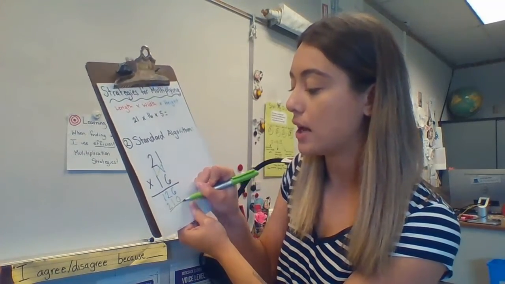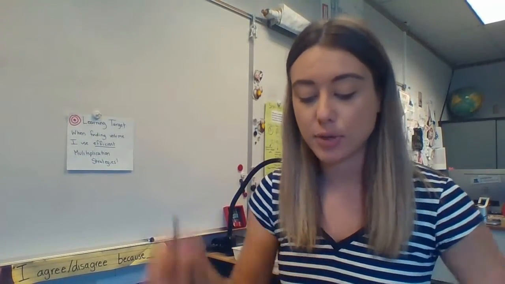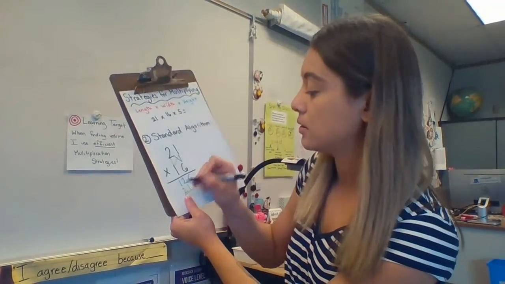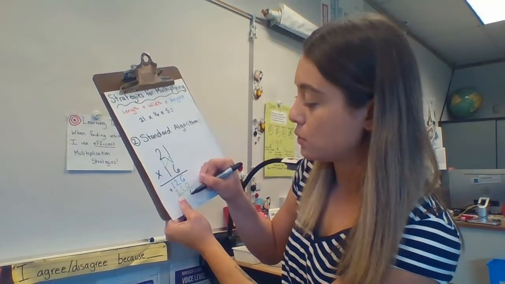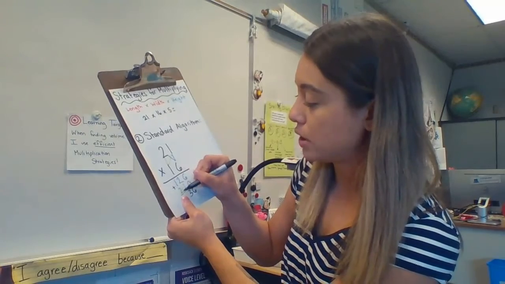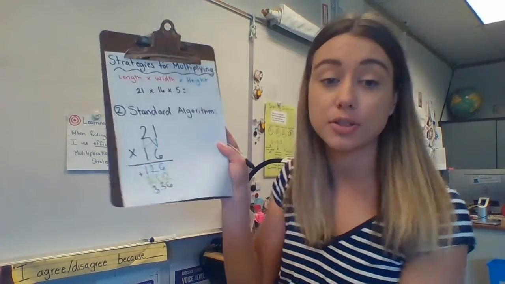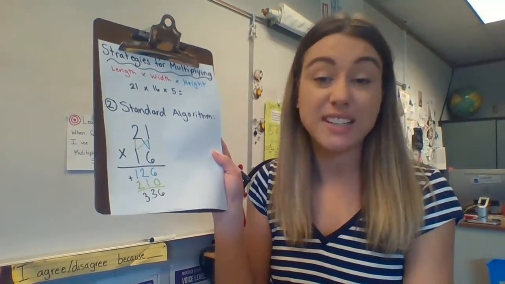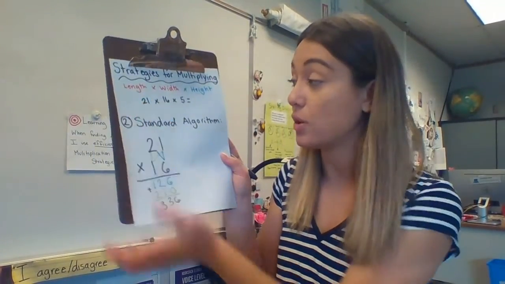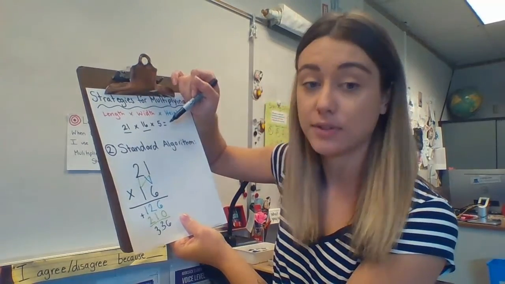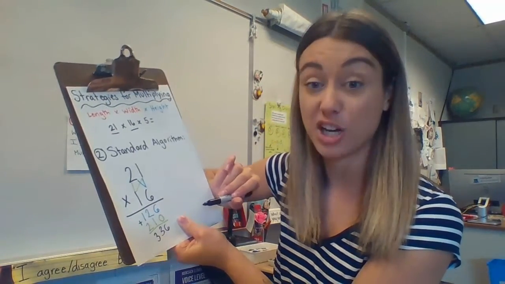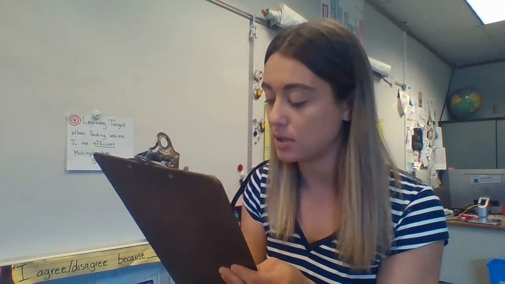Now I have to add my partial products. When I add those up, I'm going to go back to using black, and I know 6 plus 0 is 6. 2 plus 1 is 3, and 1 plus 2 is 3. So 336. Friends, I can't stop there. I just did 21 times 16, but I still don't have the times 5. So now I have to do 336 times 5. Let's put that into standard algorithm.